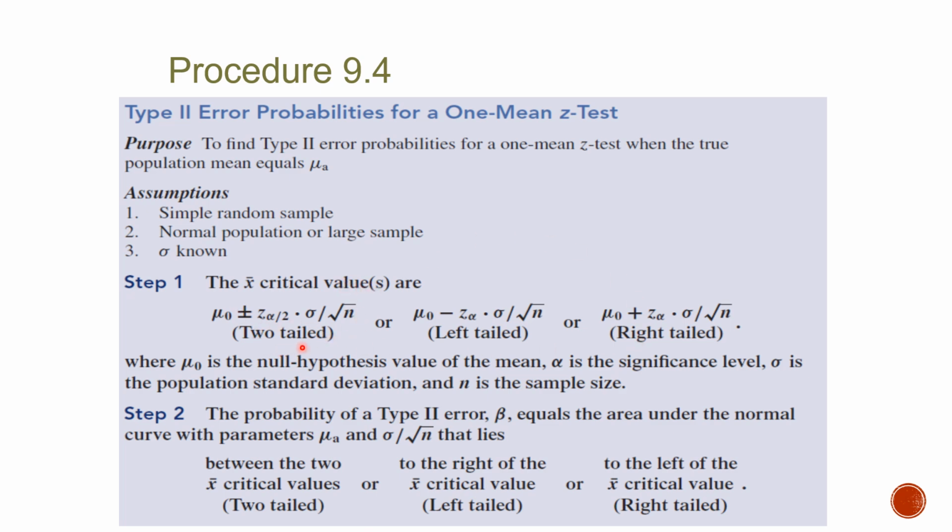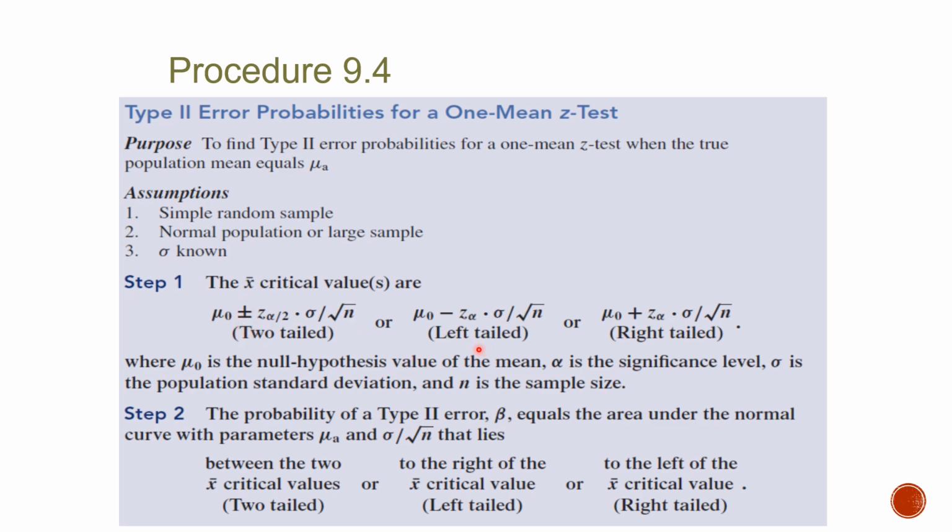If it's a two-tailed test, it's mu sub 0 plus or minus z of alpha by 2 times sigma divided by the square root of n. So if it's a two-tailed test, it's z of alpha by 2. All right, and there's a plus or minus because a two-tailed test is double-sided, therefore there'll be a reject region to the left and a reject region to the right, so that's why there's a plus or minus in it.